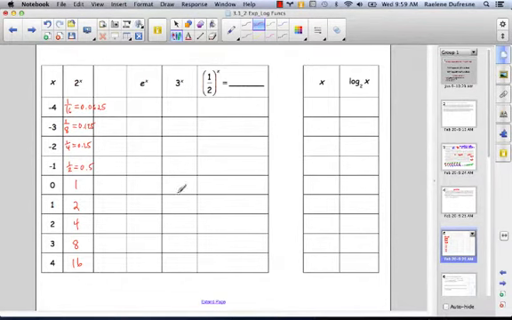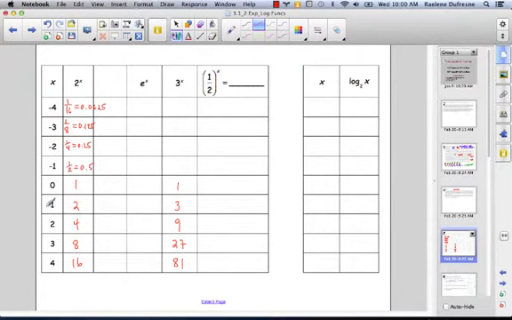3 to the x, if we use the same x values, we have 3 to the 0 is 1, 3 to the 1 is 3, 3 to the 2 is 9, and in this case, every time x increases by 1, y is going to multiply by 3. So 1 times 3 is 3, 3 times 3 is 9, 3 times 9 is 27, 3 times 27 is 81, which, as we know, is what 3 to the 4 is equal to.